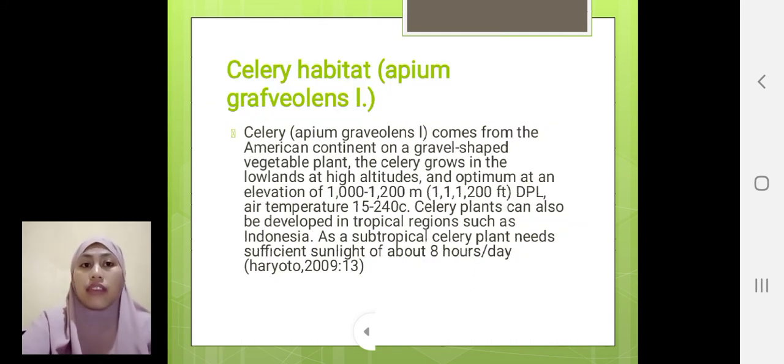Celery habitat, Apium graveolens L. Celery, Apium graveolens L, comes from the American continent, in damp, gravelly areas. The celery grows in the lowlands and at high altitudes, with an optimum elevation of 1000 to 1200 meters, at a temperature of 15 to 24 degrees Celsius. Celery plants can also be developed in tropical regions such as Indonesia. As a subtropical plant, celery needs sufficient sunlight of about 8 hours a day.